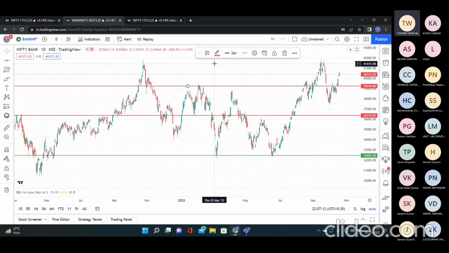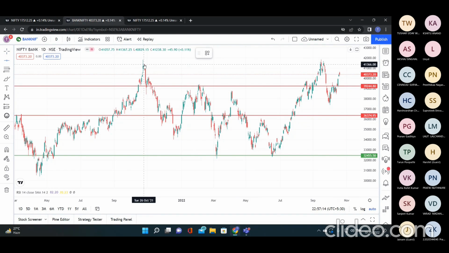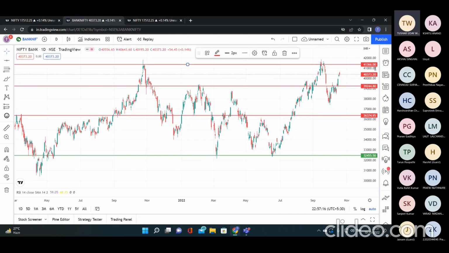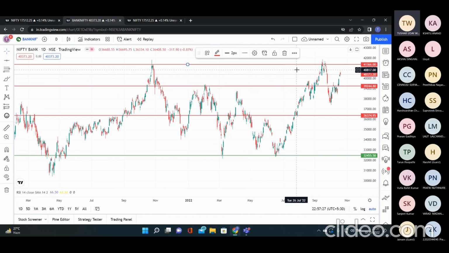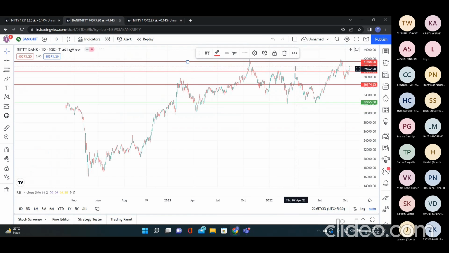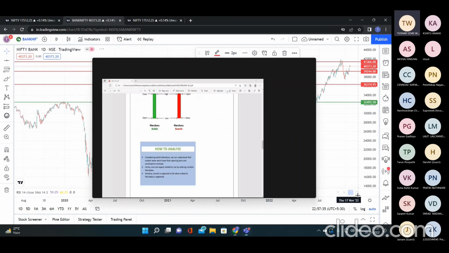And the next resistance is the all-time high, that is 41,366. So these are all the crucial levels for the Bank Nifty chart, and you can use this for the purpose of trading or investing. It really depends on how you use it. Is it clear, guys?